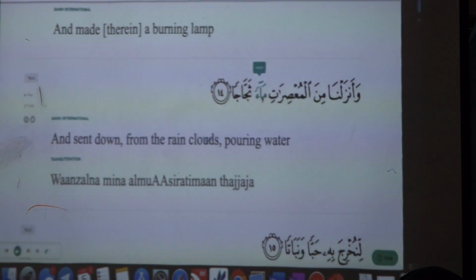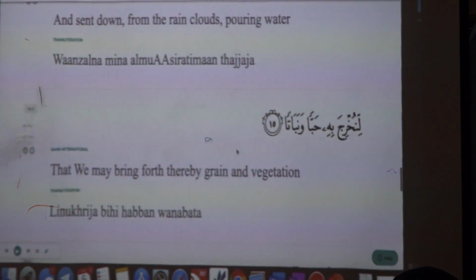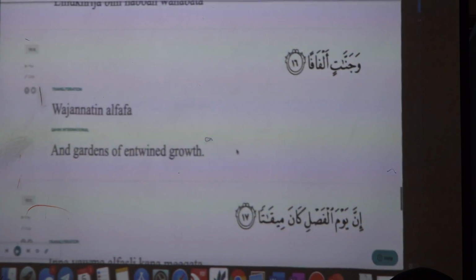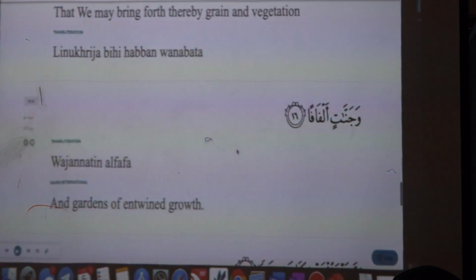Mu'sirati. Ma'an, accusative. Thajjajan, accusative. Okay. Most of these are going to be accusative. Wa jannatin, genitive. Not quite. This is atin as well.